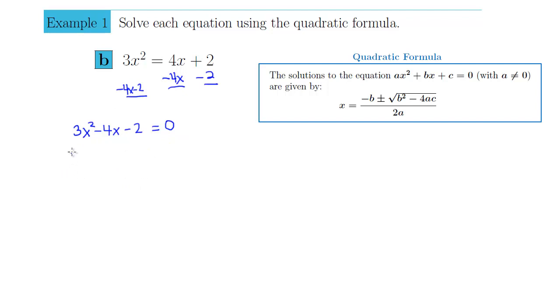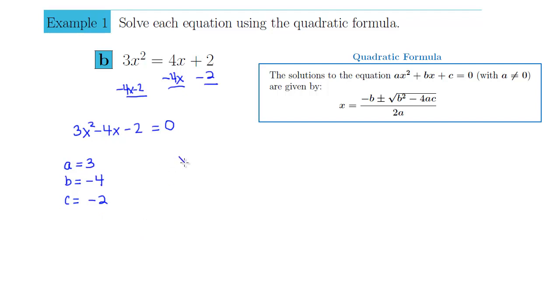Our next step is to identify the coefficients, the values for a, b, and c. We'll notice in our problem that a is the number in front of x squared, which is simply the coefficient 3. b is the number in front of x, which is the coefficient negative 4. And c is our constant term, which is negative 2. Note, you have to put all the terms on the left side to identify a, b, and c properly.